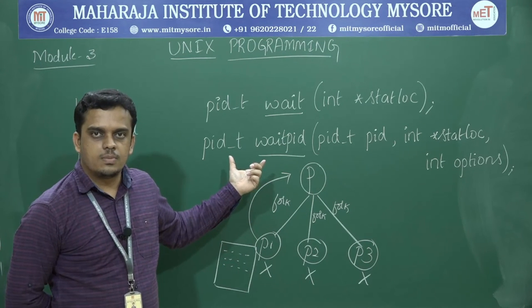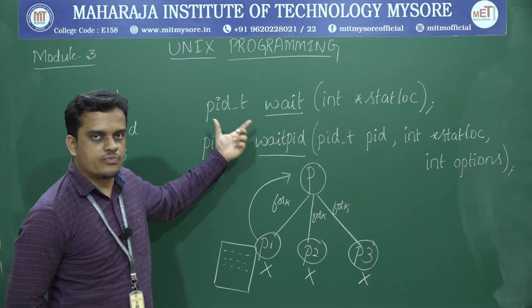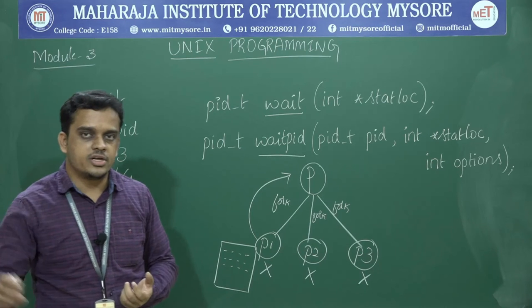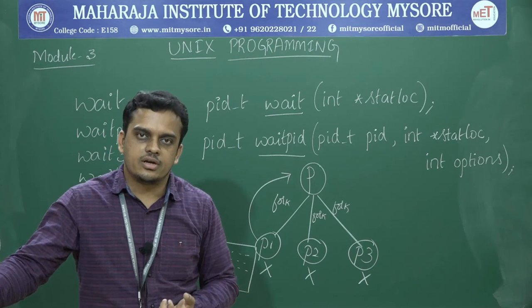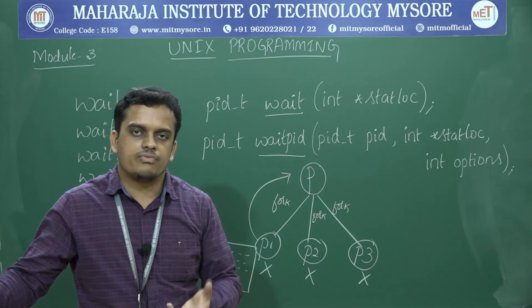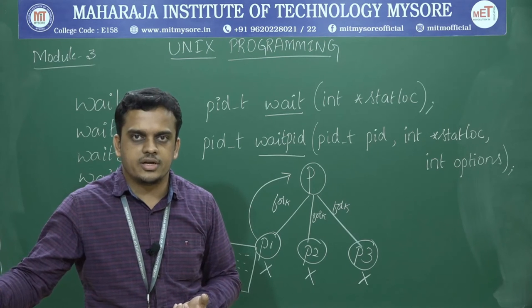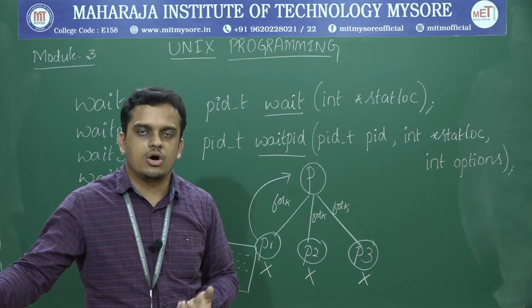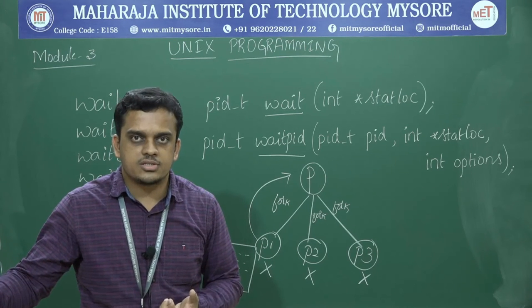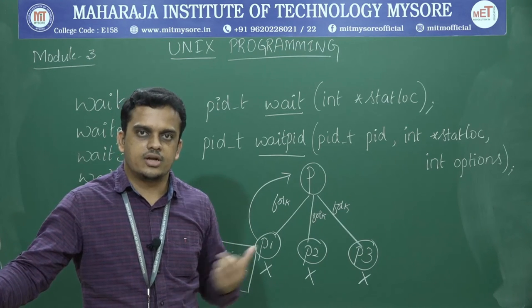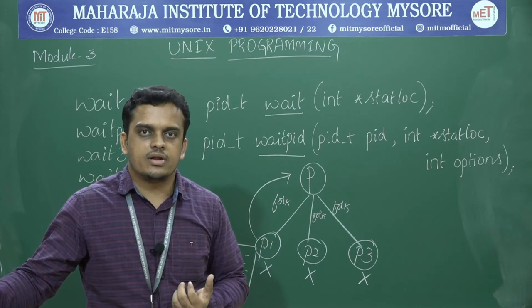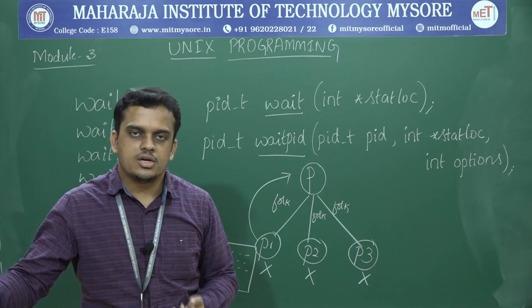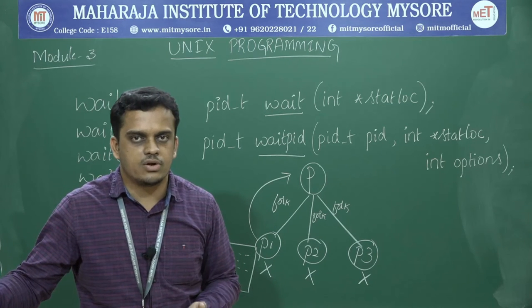You can observe that the return value for both the wait and waitpid functions is the same, that is the PID, the process identifier. It will return the process identifier of the process to which the termination status belongs. So that is the return value. It will return the PID of the terminated process on a successful execution, and it will return -1 on failure of execution.